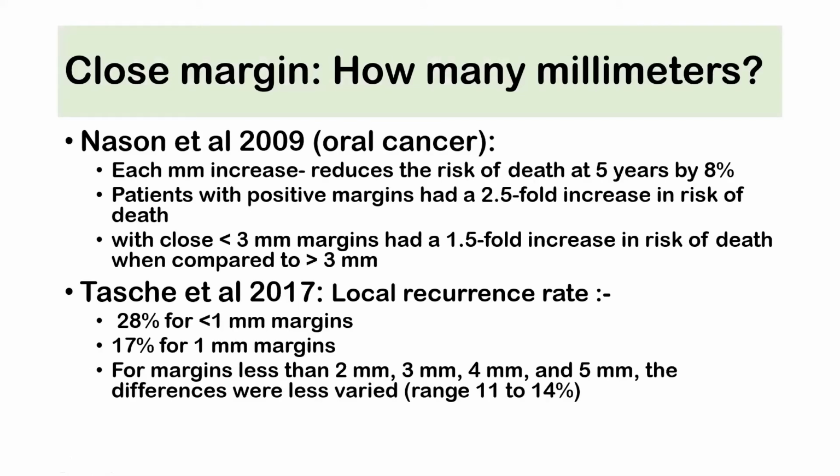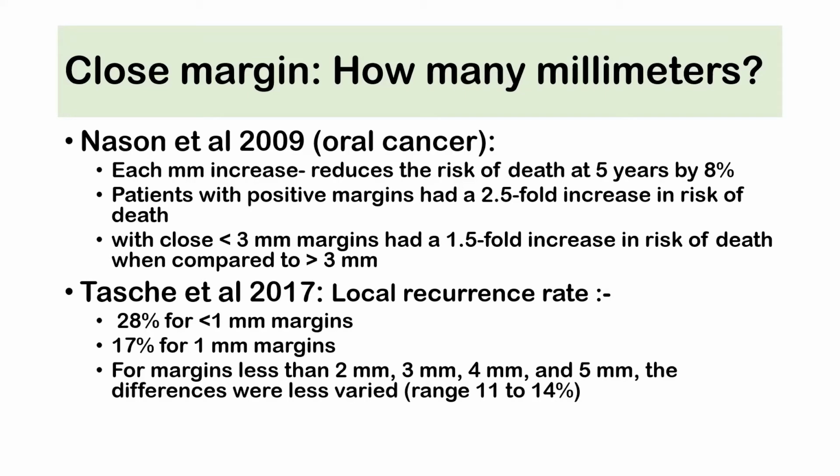So how many millimeters? There are many studies which have looked at the millimeter to millimeter impact of close margins. Studies have shown that with each increase in millimeter clearance away from the tumor, the risk of death reduces. If there are positive margins, with every millimeter there is a 2.45-fold increase in risk of death, and with close margins less than 3 millimeters, a 1.5-fold increase in death compared to more than 3 millimeters. So different cutoffs are being offered by different studies.